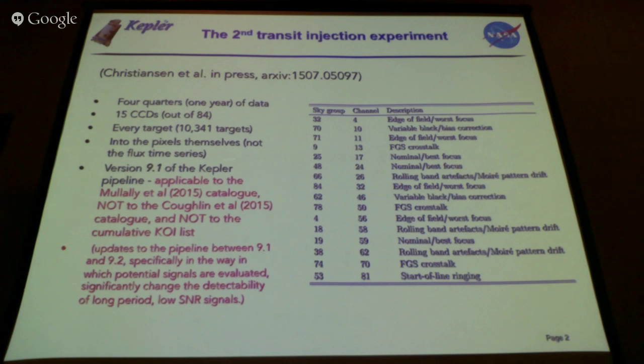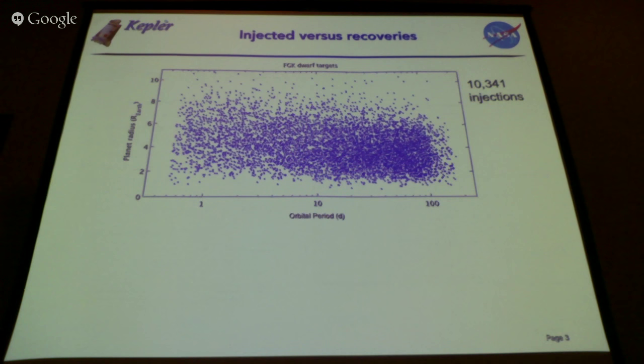And one important point is that between versions 9.1 and 9.2, the versions of the pipeline that made the Mullally et al. and now the Coughlin et al. versions of the catalogue, there were actually changes to how long period transiting objects were evaluated, essentially. So there is a change in detection sensitivity at these long periods. Don't be cavalier. Don't use the wrong detection efficiency with the wrong catalogue. All right, so this is the injections.